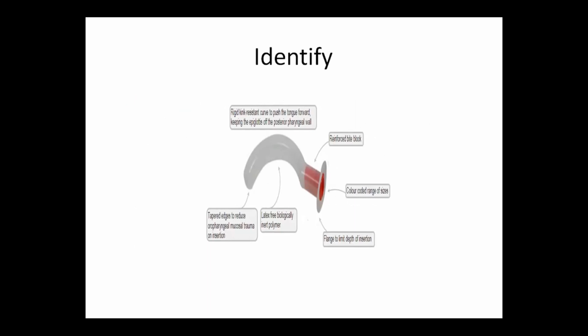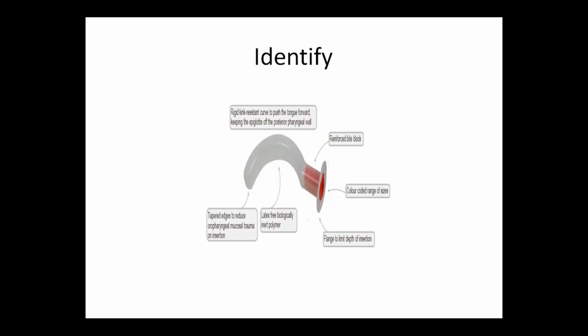Now the first part is the flange, which remains outside the lips. It is to limit the depth of insertion. It hampers over-insertion of the oropharyngeal airway into the oral cavity. Second is the color coding. The color coding is there because a range of sizes is available. About 9 sizes are available and they are in 9 different colors. Then there's a reinforced white bite block.